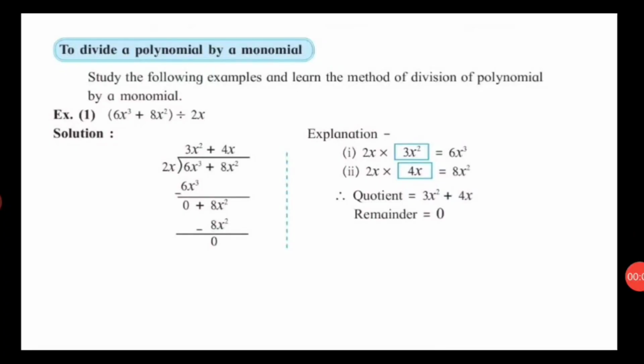Now let us see how to divide a polynomial by a monomial. That means the dividend has more than one term. There may be 2 terms, 3 terms, 4 terms, that is a polynomial. So let us see. In the first sum, 6x cube plus 8x square is our dividend and 2x is the divisor. So we have to divide each term by the divisor.